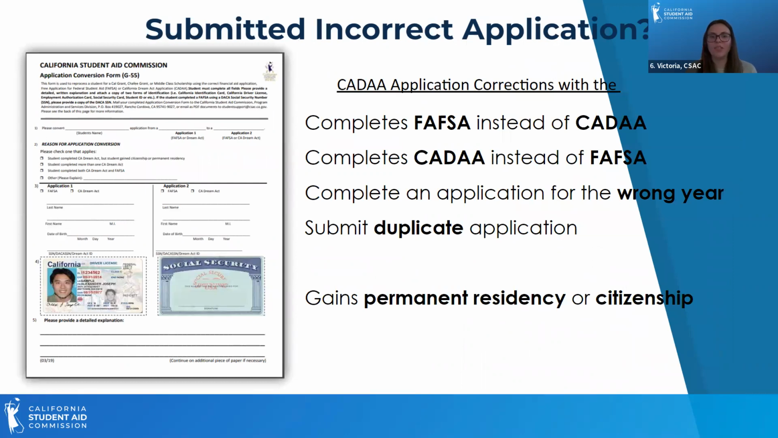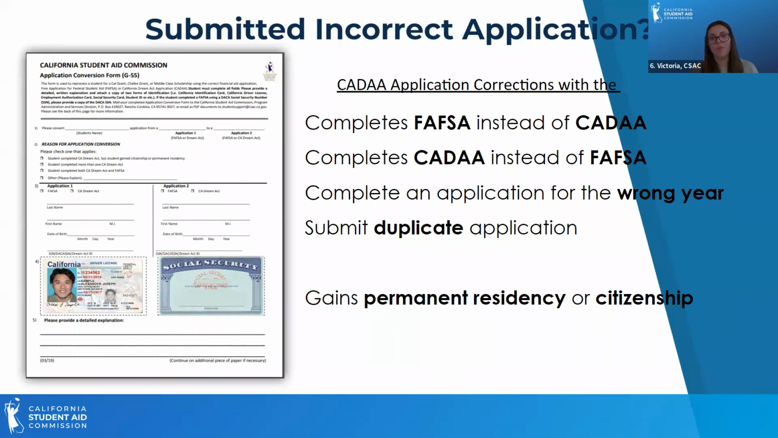All right, so these were the two errors that I kind of skipped over because I knew I had this slide coming up. So, submitting an incorrect application. This is really important. We had that question come through the chat as well. There's a few different situations. There's a situation where the student definitely just accidentally completes the wrong one. They're not sure which one they are eligible for. They don't realize that there's two different applications. So maybe they complete the FAFSA instead of the CADA, or they complete the CADA instead of the FAFSA.